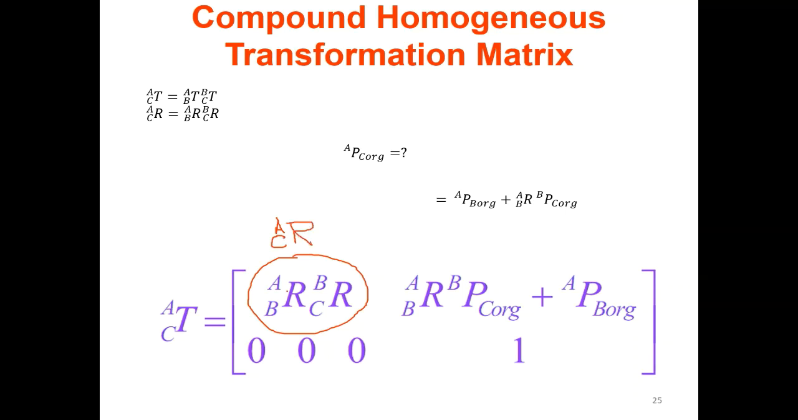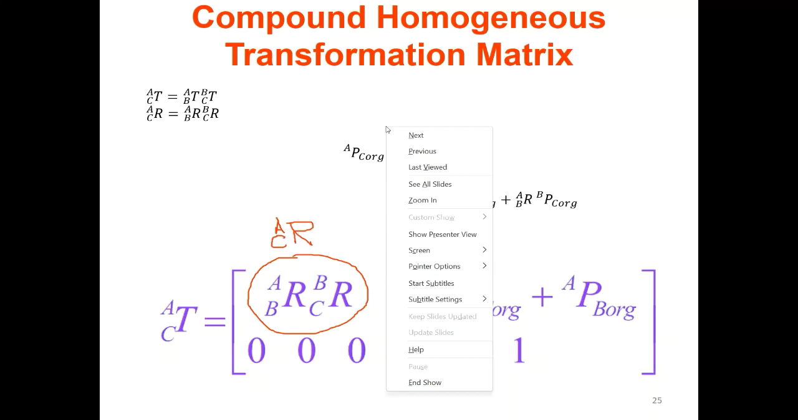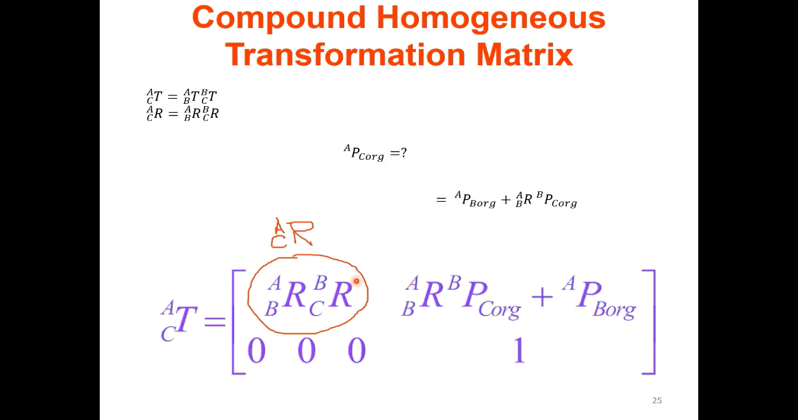Now you saw the chain rule just a while ago. So if you want to have ACR, you can write it like ABR times BCR. Pretty easy, okay? ABR, BCR. So this is the upper left 3x3 partition of ACT. Now what is over here?